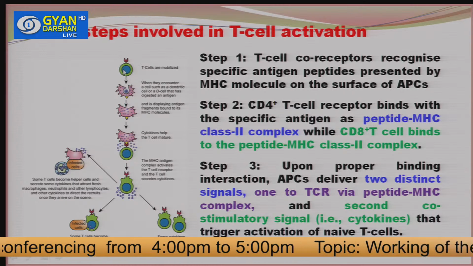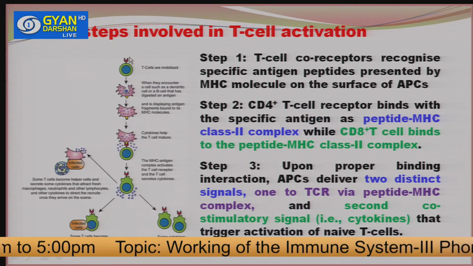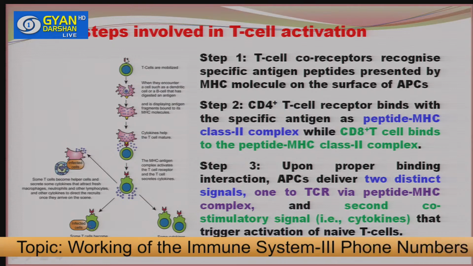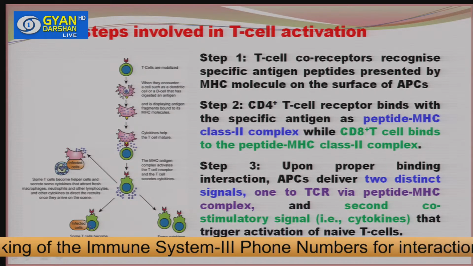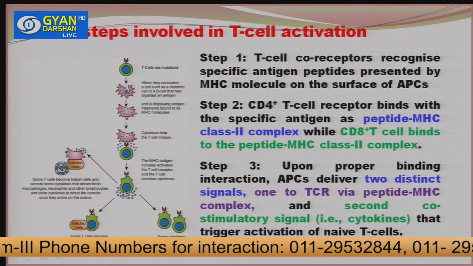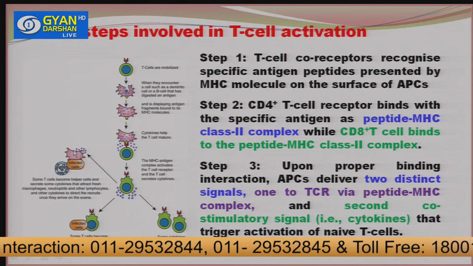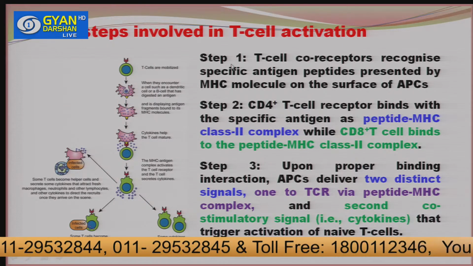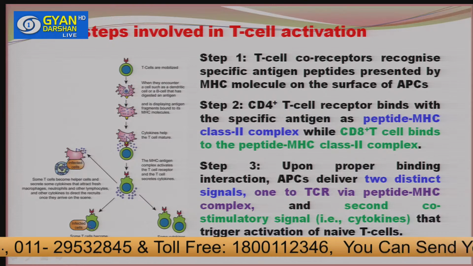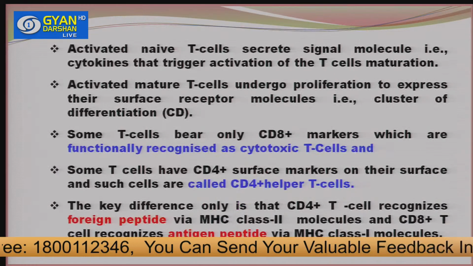You can understand this through this figure. These are the T cells. They have particular receptors, known as T cell receptors. The cells recognize it, and ultimately they will activate. So these are the three steps involved in T cell activation.